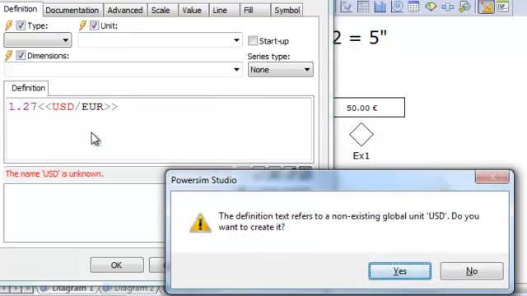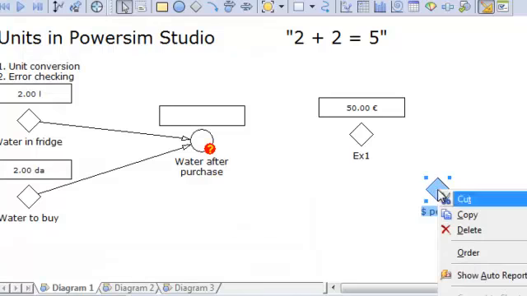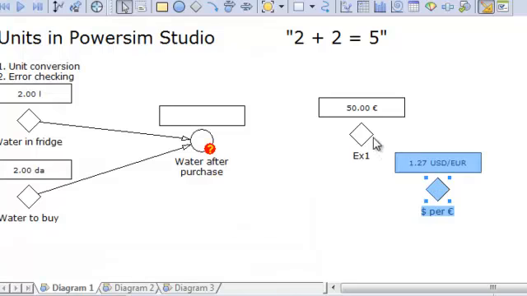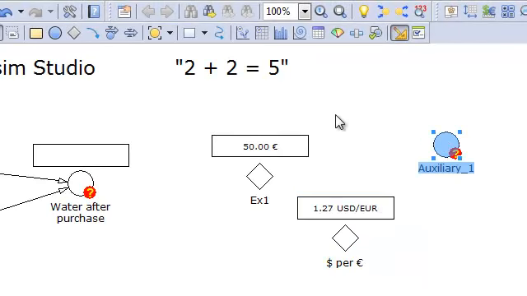Also in this case, what about US dollars? Yes, I want to create it. Finish. Okay, so now I have an exchange rate and I have the expense. To create the variable for this one, I may always wonder, should I multiply by this exchange rate or should I divide by it?